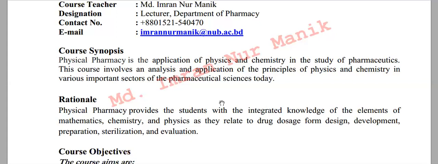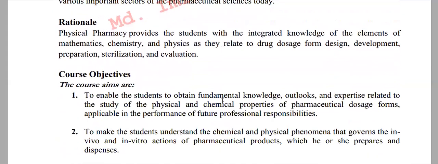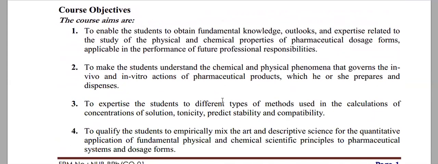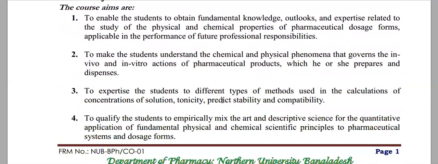So let's move on. The objective of this physical pharmacy. Number one objective is to enable you to have fundamental knowledge, outlook, and expertise related to the study of physical and chemical properties of pharmaceutical dosage form. And you should be able to apply this knowledge in the performance of future professional responsibilities.